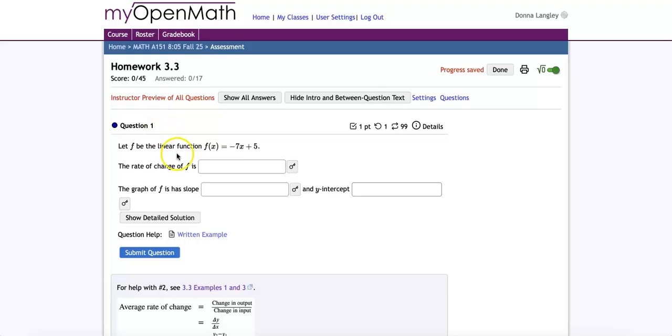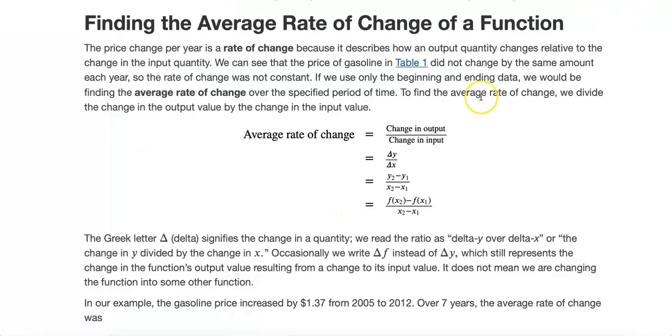So if we just look at this linear function, which is in the form y equals mx plus b, this is a very simple question, but might look a little confusing because it asks for the rate of change in addition to the slope and y-intercept. And so to introduce this concept, I want to look briefly at the textbook.